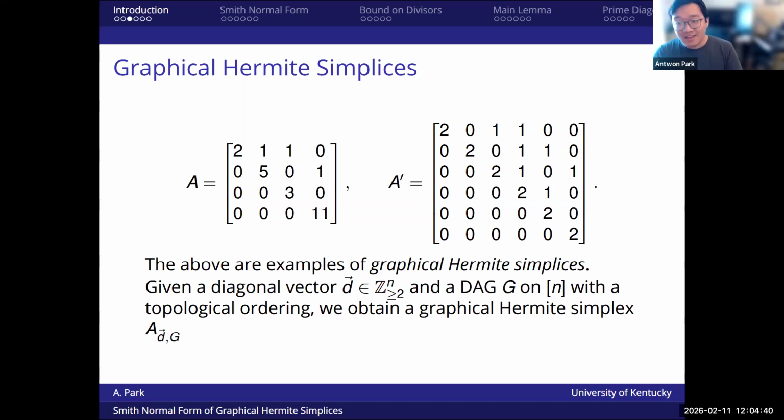And if you have a DAG with the topological ordering, where the edges are oriented pointing from smaller vertex to higher vertex, you're going to get a graphical Hermite simplex. I'm not going to define it per se, but I think going through a few examples, it'll be clear how to define these graphical Hermite simplices.